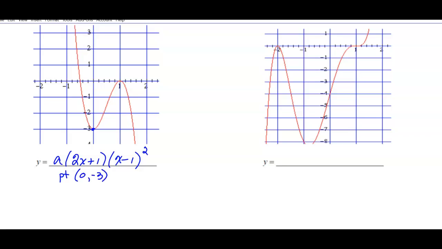Didn't you just use one of the x-intercepts? No, that won't get you the A. Oh, no, wait, you use the y-intercept. Yeah, that's what I do.